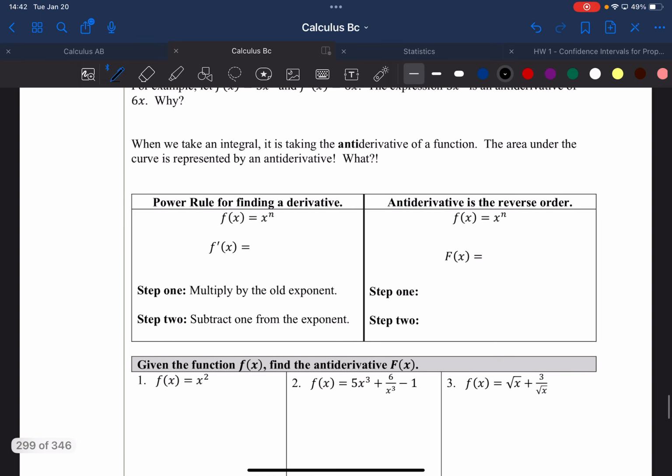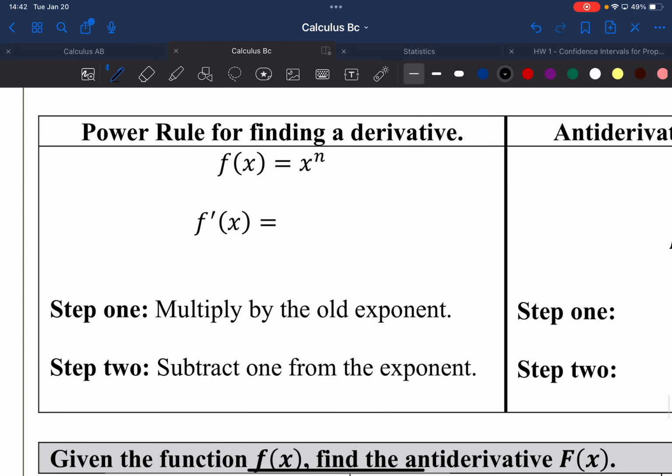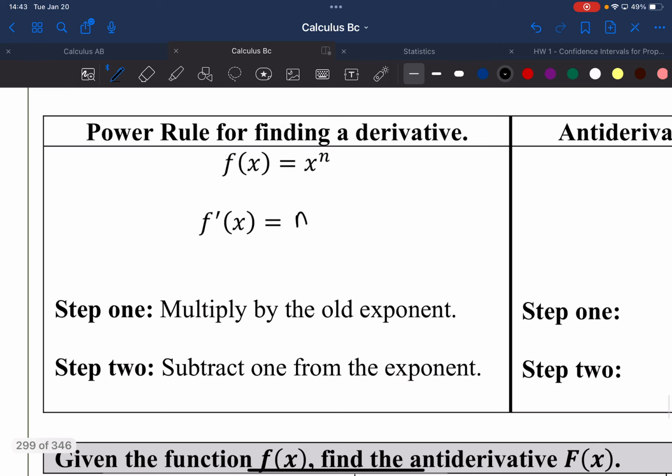So let's see. The first thing it wants us to recall is the power rule for finding a derivative. Remember, when we were finding the derivative, we were bringing down that exponent to the front and then subtracting 1 from the exponent. So for example, this would have been n x to the n minus 1. If we bring it in terms of an example, let's say x to the 5th, we know that the derivative looks like 5x to the 4, right? We bring down the exponent, subtract 1.